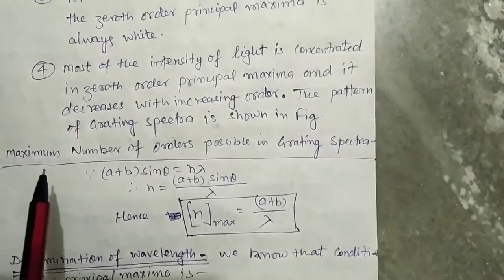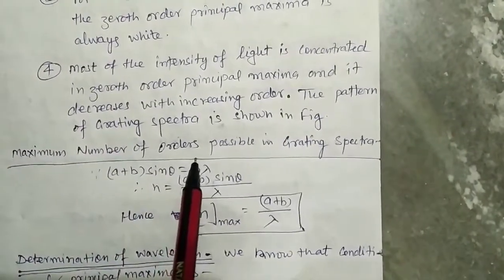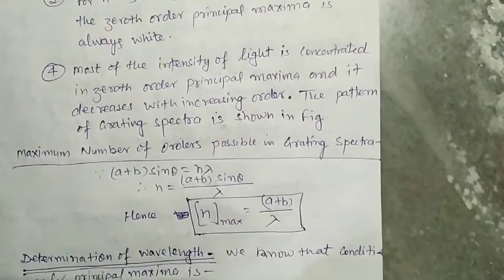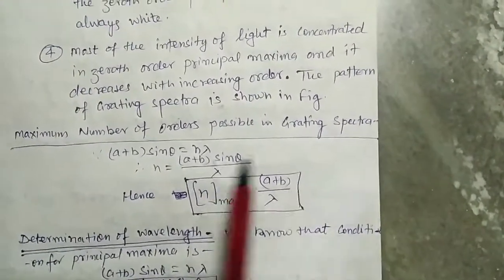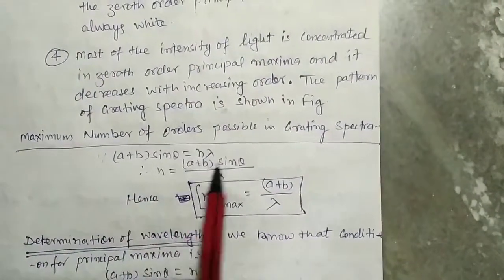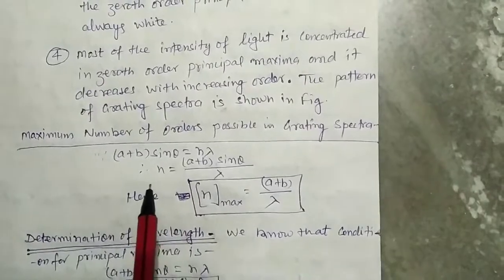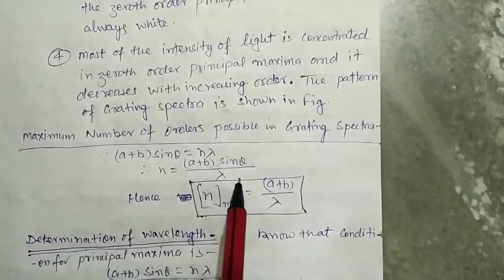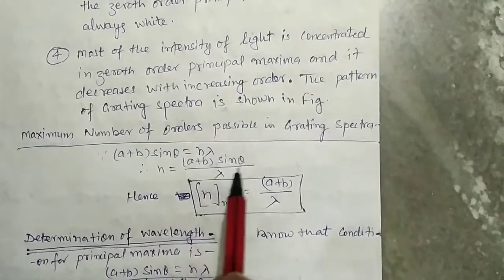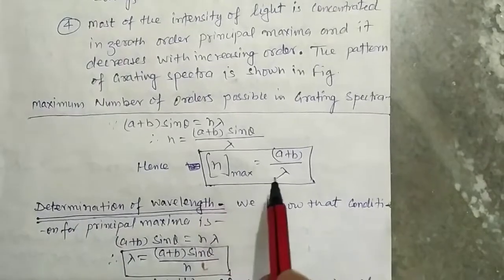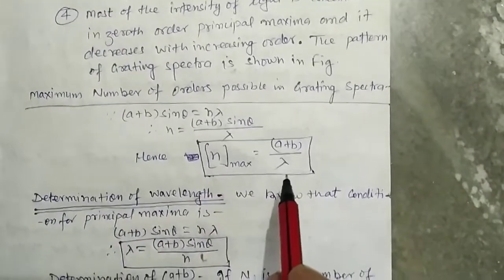Now, maximum number of orders possible in grating spectra. So we can find out the maximum number of orders. Since (a plus b) sine theta is equal to n lambda, therefore n is equal to (a plus b) sine theta upon lambda, and on taking the maximum value of sine theta equal to 1, we have n max is equal to (a plus b) upon lambda.